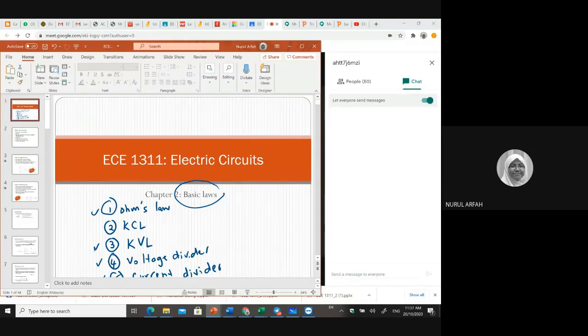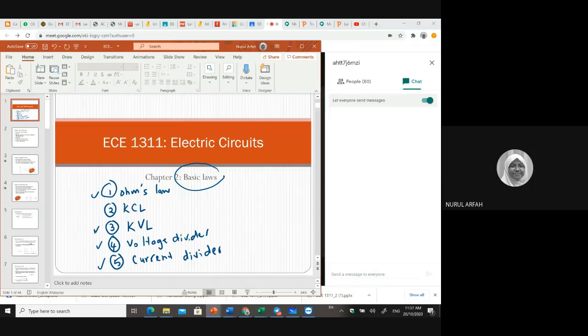All right. When the question asks you to use basic law, we have several things that you can use. So what is basic law? Basic law is something that I think you are familiar with, the Ohm's law, and then we have Kirchhoff. Kirchhoff has two types, the Kirchhoff current law and voltage law. And then we have another two, which is voltage divider and current divider. Just take note that maybe this is in chapter 2.